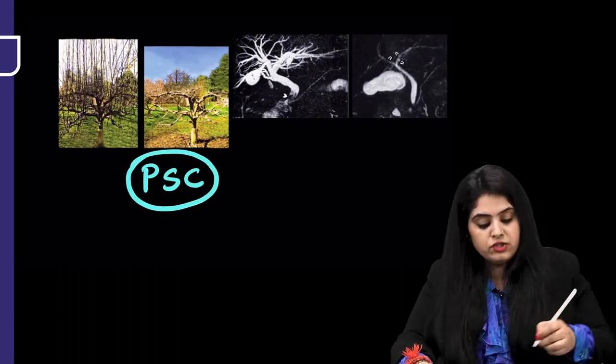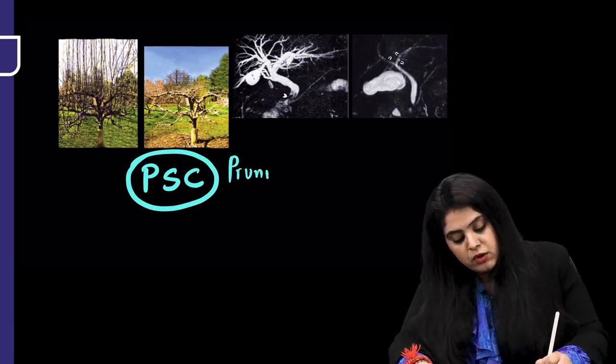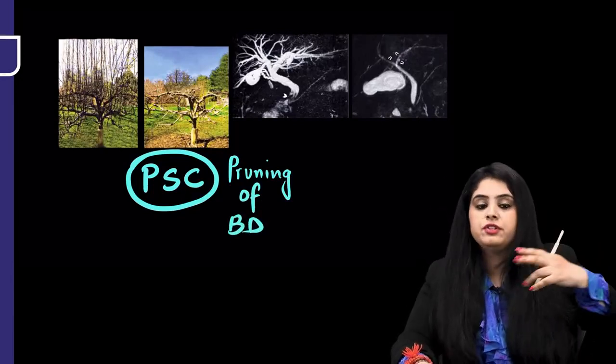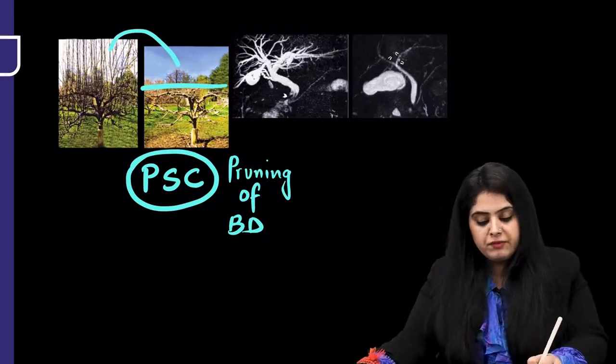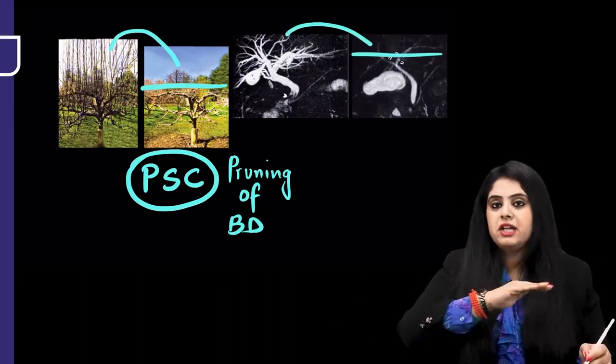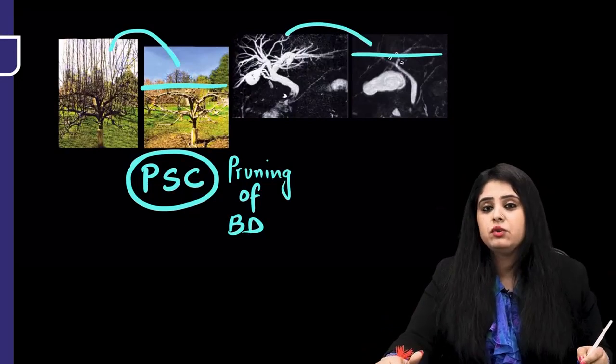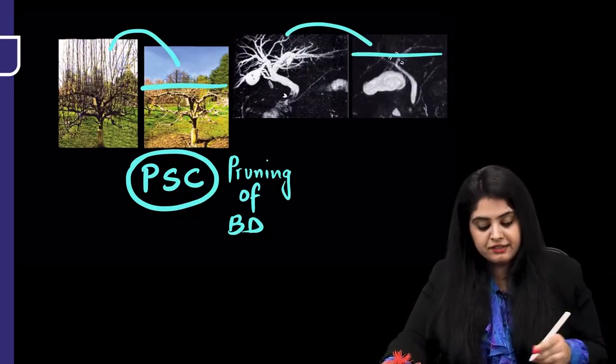Primary sclerosing cholangitis shows you pruning of the bile ducts. When I say pruning of the bile ducts, think of pruning of trees. Look at this, the trees have been cut, the branches have been cut. Same way with the bile duct, can you see, it looks as if the branches have been cut. So primary sclerosing cholangitis shows you pruning of the bile ducts.